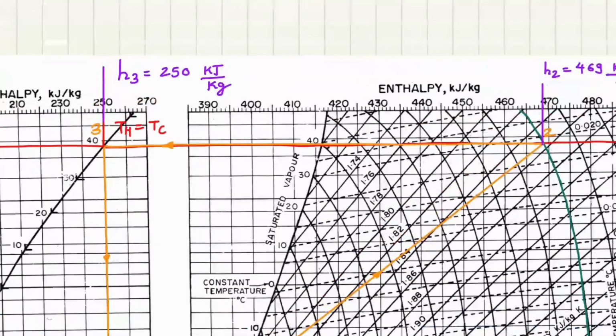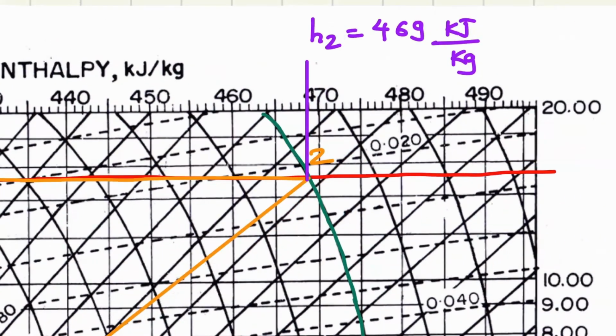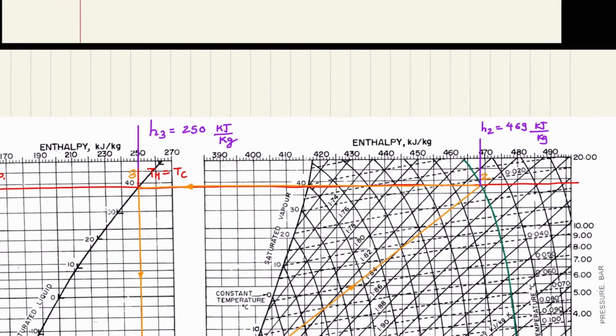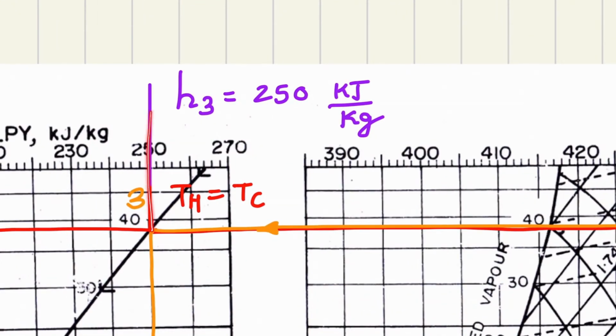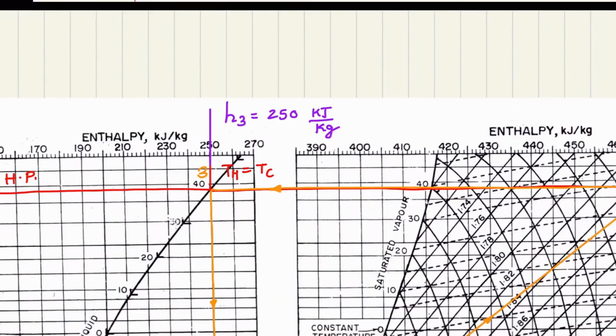Then point 2, here it is marked with respect to 100 degrees Celsius. This is 100 degrees Celsius and this is high pressure. So at this point the enthalpy, this is 460, this is 470. So 465, 66, 67, 68, 69. So H2 is 469 kilojoule per kg. And point 3 enthalpy, this is 230, 240 and 250. So H3 is 250 kilojoule per kg.